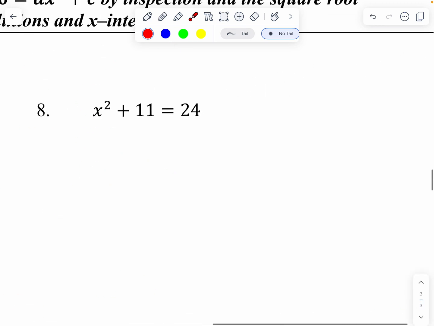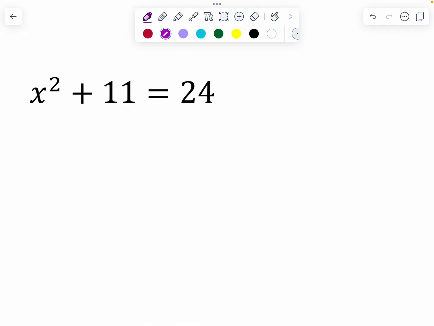All right, same exact question, but a little different. What's x with? 11. We're going to undo that 11.